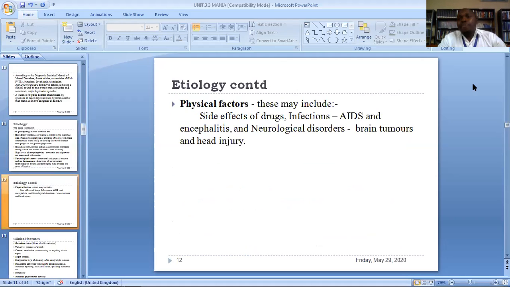There are also physical factors that are believed to cause or lead to mania. These may include side effects of drugs, infections like HIV and AIDS, and encephalitis, and also neurological disorders like brain tumors and head injury.